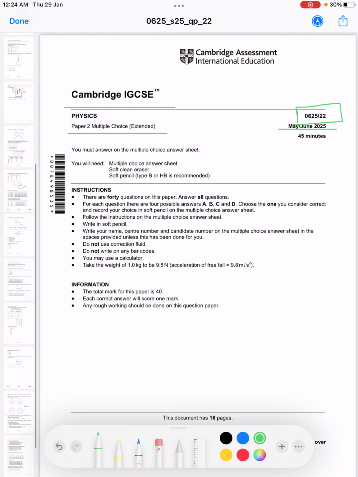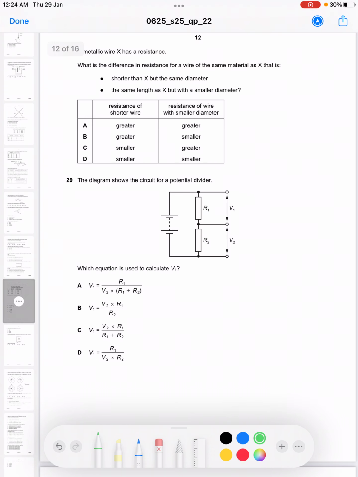In this video, we will solve question number 28 of this paper. Let's read the question. A metallic wire X has a resistance. What is the difference between the resistance of a wire of the same material that is shorter than X but has the same diameter, and a wire with the same length but a smaller diameter?